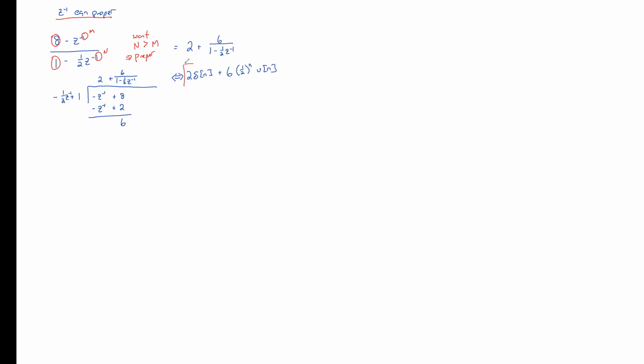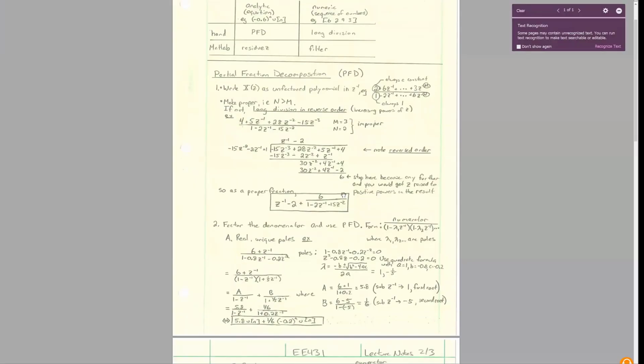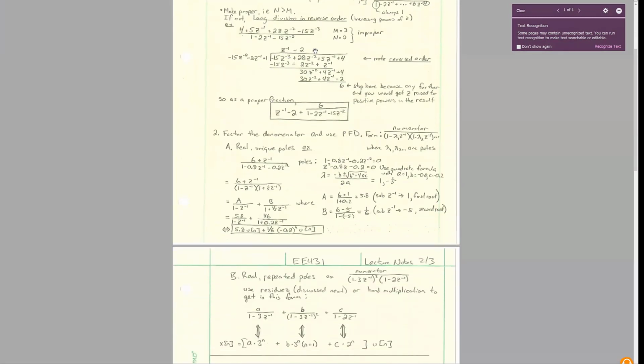All right, so for relatively simple problems that are proper, you don't even need to do partial fraction expansion after you do the division. But for more complicated things, you do need to do the partial fraction expansion. So let's go back to that. So this is a more complicated example of a partial fraction expansion. Here we had to divide through a couple of times before we got everything left over.